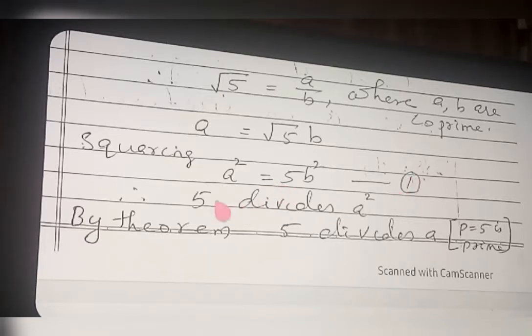What's the meaning of this? 5 divides a square. I showed an example in the previous sum. 5 divides a square, and 5 is a prime number, you know. What is Theorem 1.3 saying? If p is a prime number and p divides a square, then p divides a. Here 5 is a prime number and 5 divides a square. Therefore by the theorem what can you say? 5 divides a. Clear? Move to the next point.